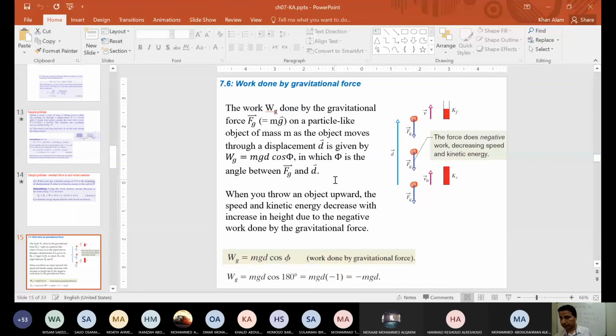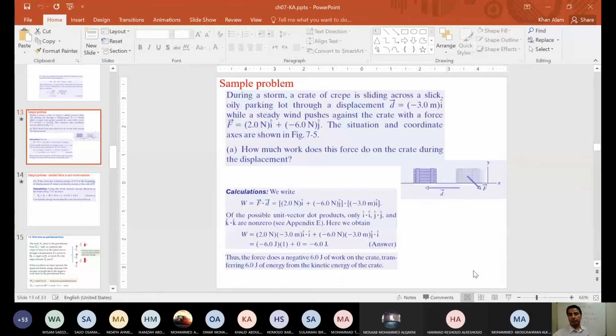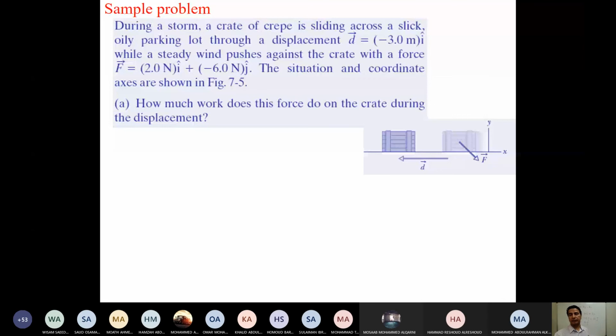Doctor, how come the work is negative in the previous example? Yeah, because as I told you, if you look at the force, you see this is the force direction.